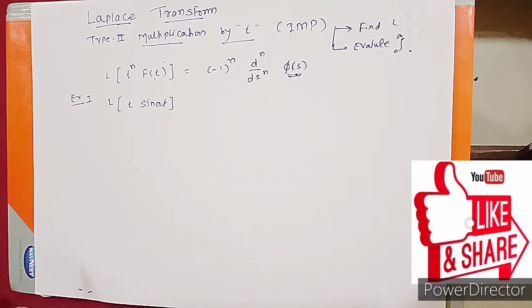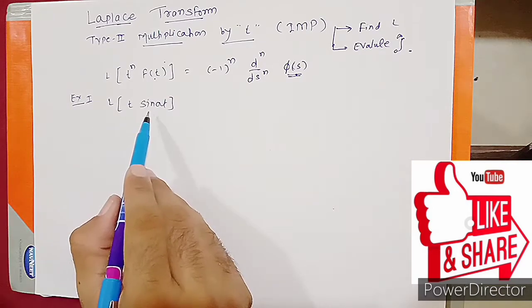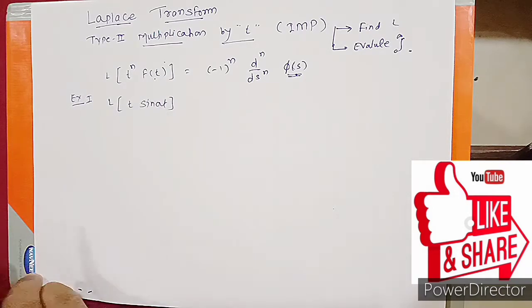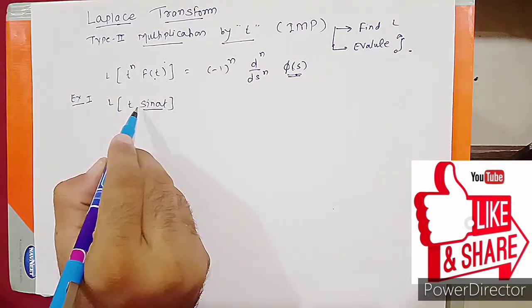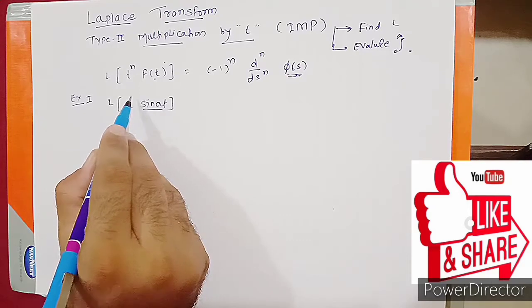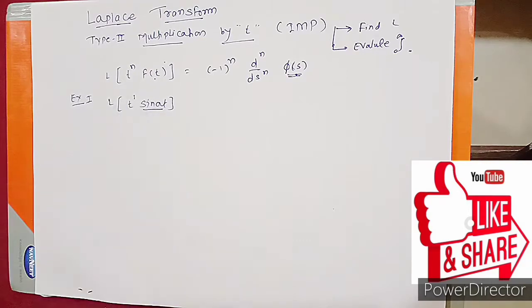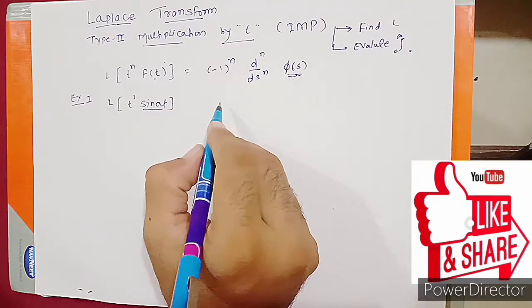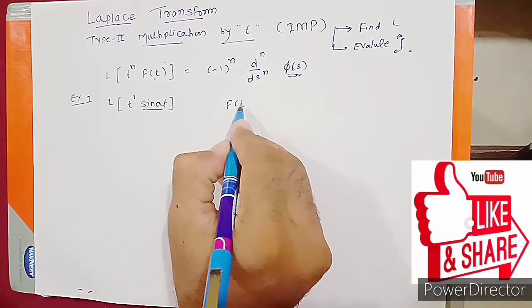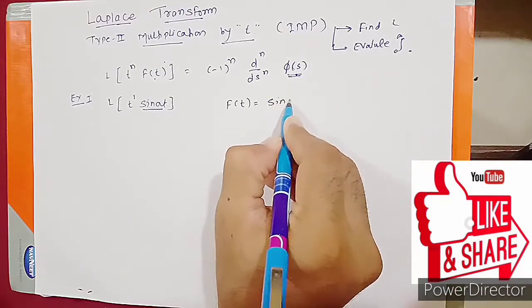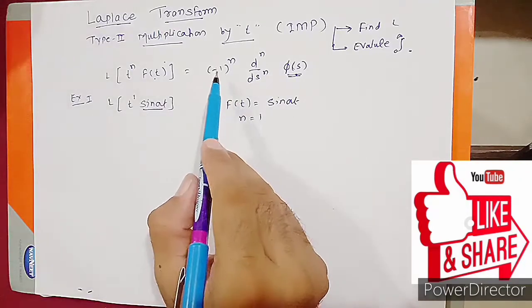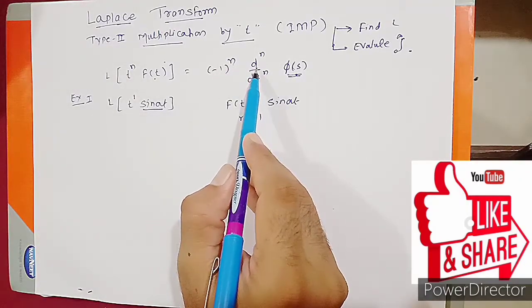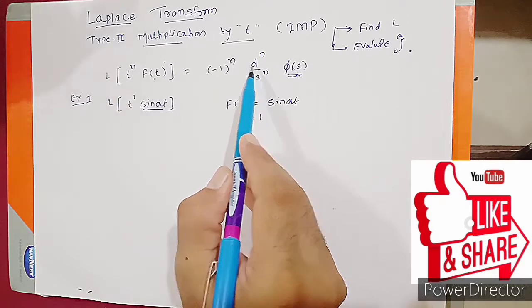First understand, observe the numerical. That numerical belongs to type 2, that is multiplication by t, right? Because sine at is f of t, and that sine at is multiplied with t raised to a power. What is the power of t? Power of t is 1, right? So what is n here? n is 1. That means what is f of t in our numerical? f of t is sine at, right? And what is n? n is 1. That means we are taking minus 1 raised to 1 and we are taking a single derivative.